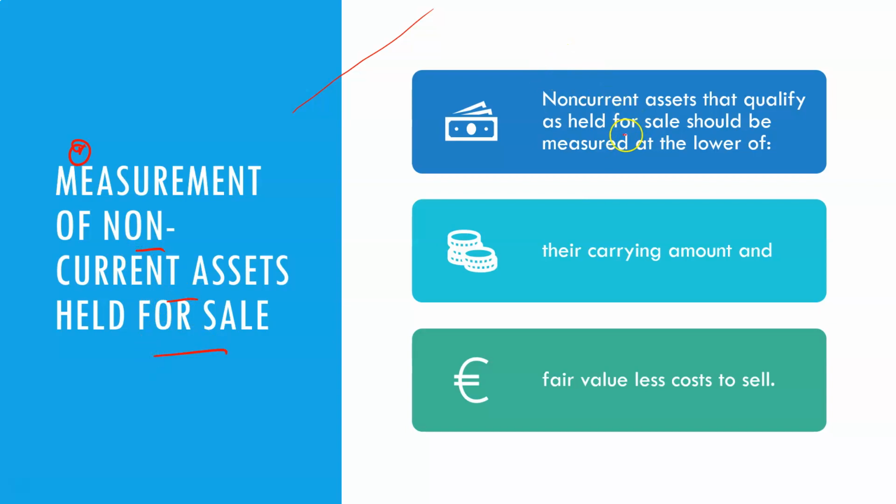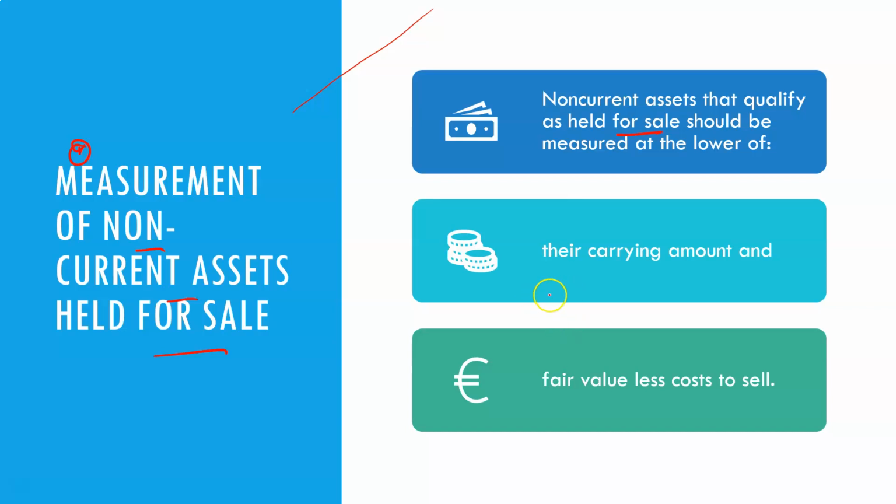Measurement of non-current assets held for sale. Non-current assets that qualify as held for sale. Yes, so now we've extracted this, and the question here is, you would expect that we would hold it at the lower of cost and net realizable value, if you like. That sort of makes sense. You would test it for impairment and see what's going on.